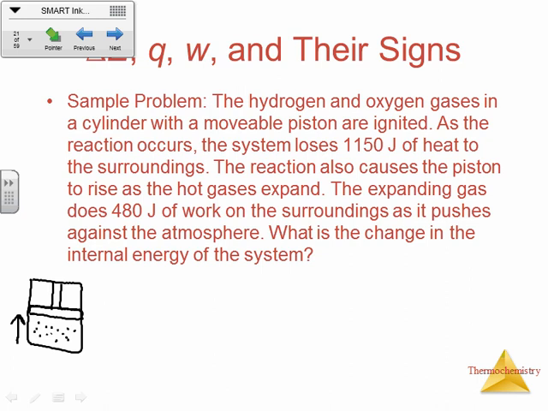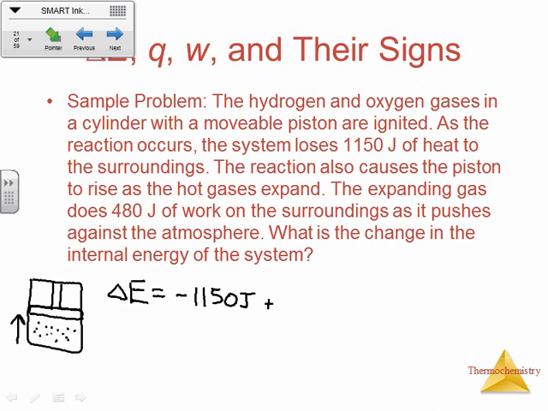So we have to figure out the change in internal energy of the system here. Delta E equals Q plus W. For the heat change, the system is losing heat to the surroundings, so we need to make this a negative Q, negative 1150 joules, because it's losing heat to the surroundings.